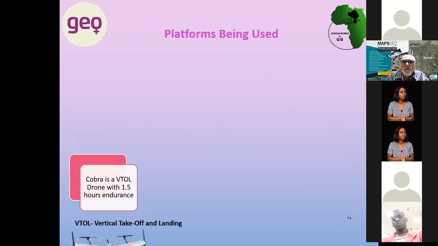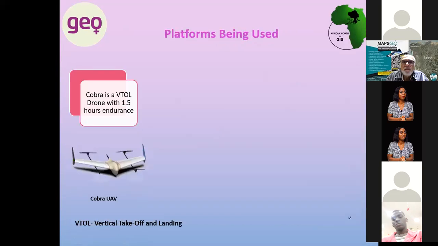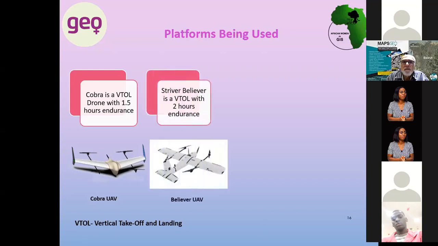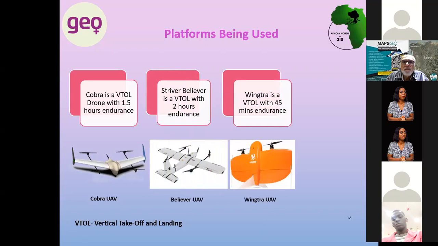So some of the platforms that we use: the Cobra VTOL drone. VTOL simply refers to vertical takeoff and landing. The Cobra has 1.5 hours endurance. The Cobra drone is a proprietary drone that belongs to ASECO Nigeria. We're also using the Believer Striver drone, which has 2 hours endurance, is also a VTOL. We are using a Wingtra, which has 45 minutes endurance.